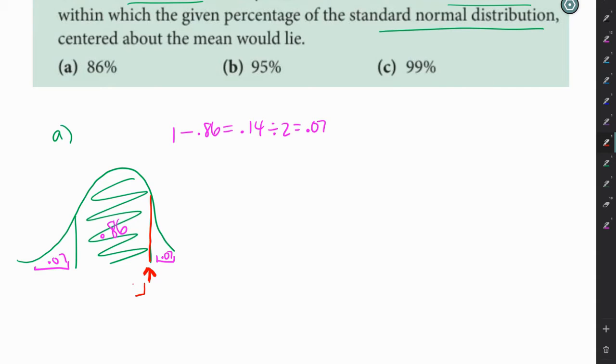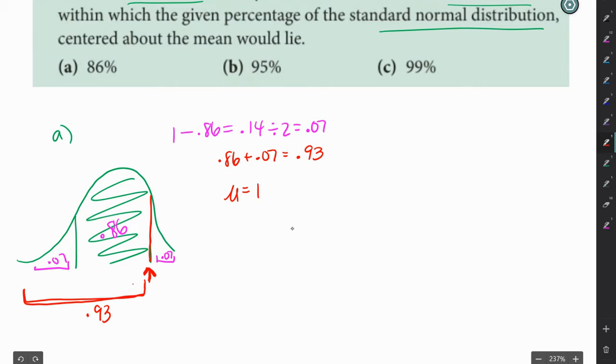So if I want to do the inverse norm, I want to do it for this whole area to the left. So I would do 0.86 plus 0.07, which gives me 0.93. Now, because it's the standard normal distribution, the mean is 0 and the standard deviation is 1. I almost had it backwards, but it wouldn't work if it were backwards because you can't have a standard deviation of 0, since you wouldn't be going anywhere. So that's a good way to know if you're doing something wrong.